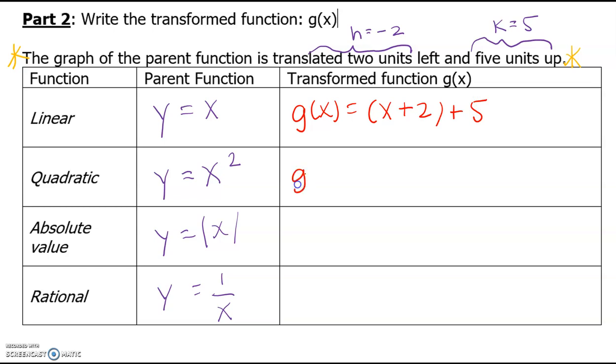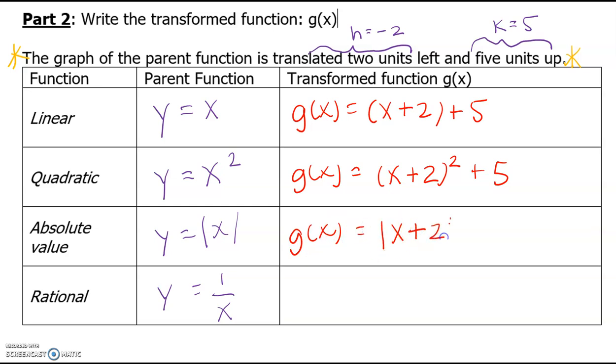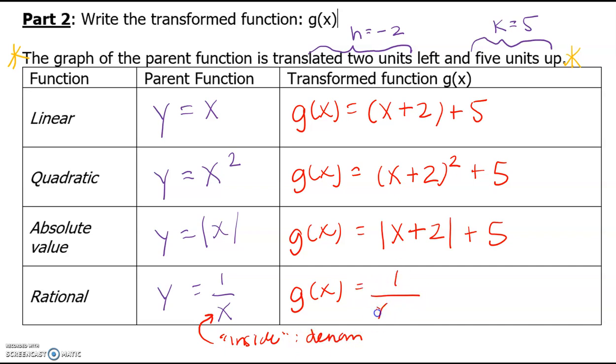The quadratic, I have x minus a -2 on the inside +5 on the outside. Absolute value, x minus a -2 on the inside +5 on the outside. And then same thing for the rational. For the rational, the inside of it is going to be considered the denominator. So I have 1 over x minus a -2 on the inside plus a 5 on the outside.